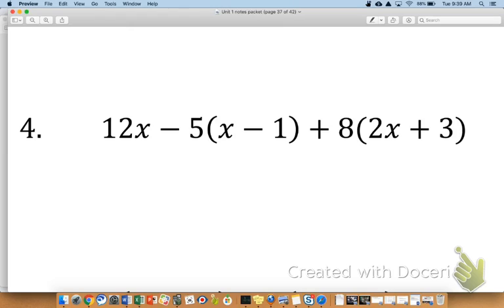So it's 12x minus 5x plus 5. So this is not multiplication, this is just addition. It's like 5, 4. And then this looks good, right? Put a plus sign in between.